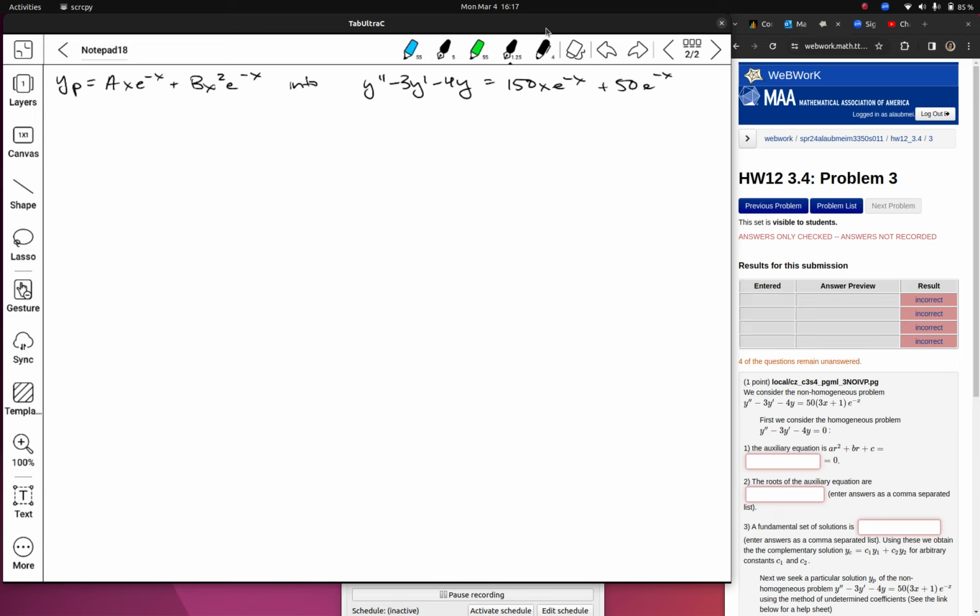So I'm going to need my derivatives. And like I showed you when I was talking about what derivatives of yp might look like, we're going to need a product rule on the first term. So we're going to have A, and then I'm going to take the derivative of x first and leave e alone. And then I'm going to take the derivative of e and leave x alone. And we're going to need the same approach on B. So the derivative of x^2 is going to give me 2x, leaving e alone. And then leaving x^2 alone, I just get a minus out of taking that derivative.